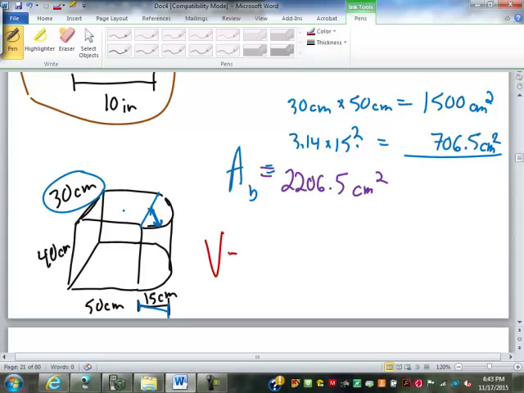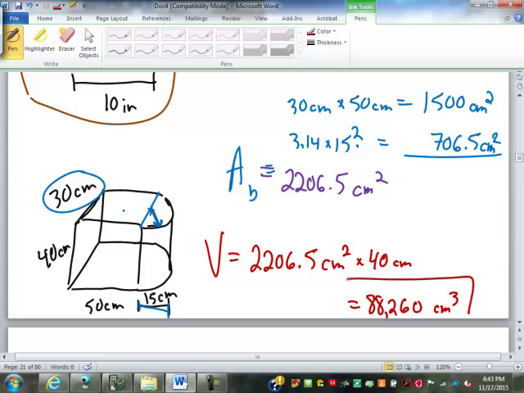So my volume is just that times my 40 centimeters of height, which is what? 88,260 centimeters cubed. That's my volume. What do you think? A lot easier than trying to get a separate formula for everyone?